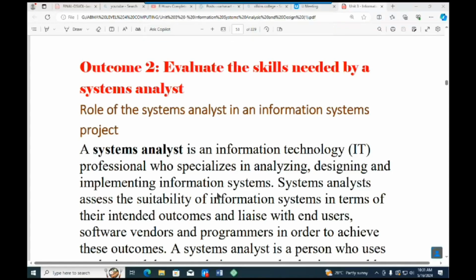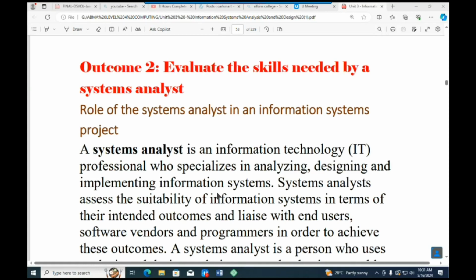So we are in outcome number 2, and outcome number 2 requires us to be able to evaluate the skills that are needed by a system analyst. So we need to look at the skills. We should be able to do an evaluation on the skills that are needed by a system analyst.